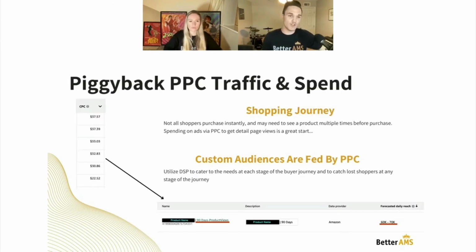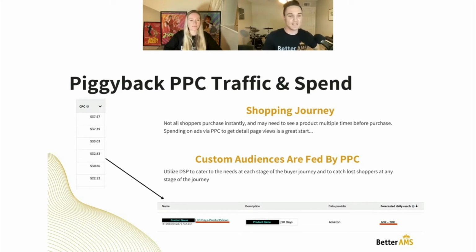So jumping over to, does this make sense for you? Well, if you're already running PPC, DSP is a great second step. Getting people to your detail page is a great starting point, but then we can really utilize that in people who haven't converted yet via PPC with custom audiences.